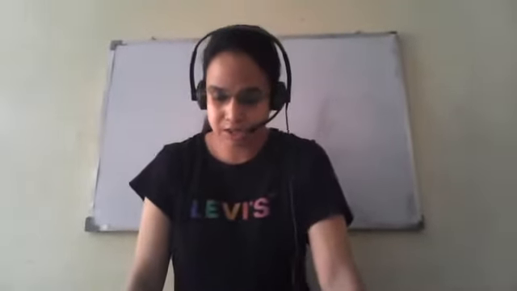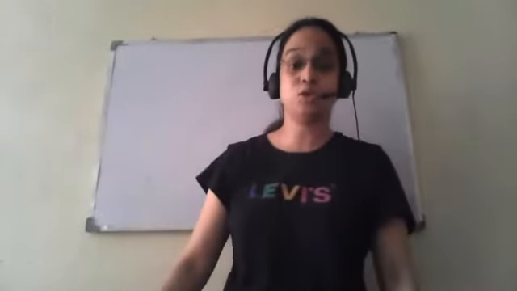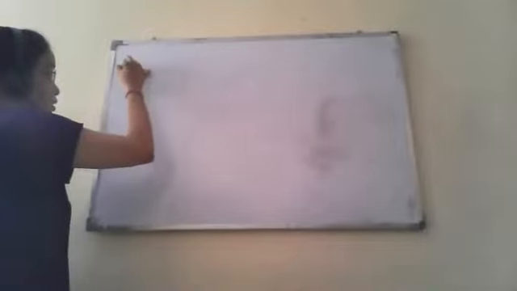Hello everyone. In the last video we saw examples of how to do factorization using common factors. Now we will try some more examples. It's page number 219. Example: 22y minus 33z.